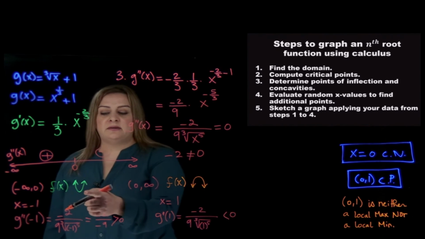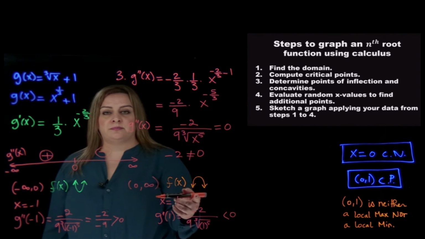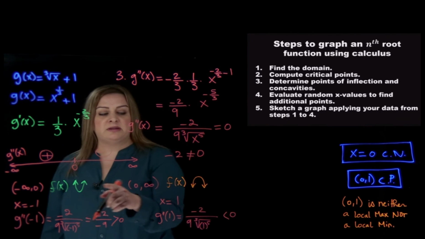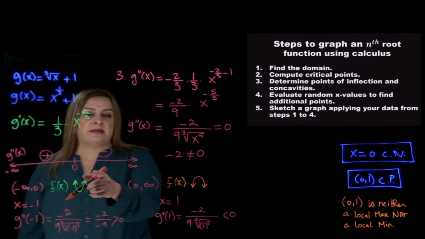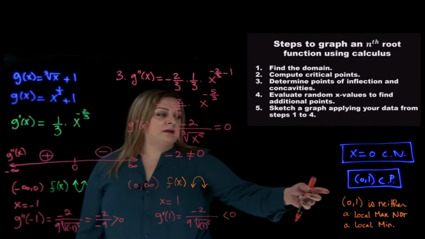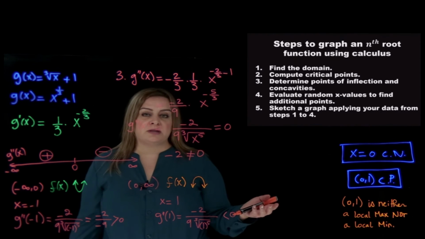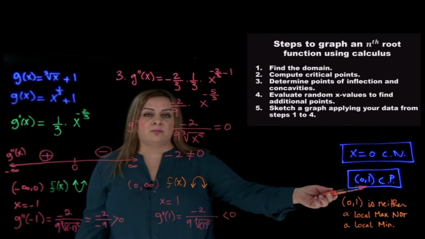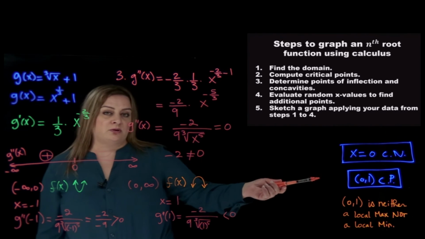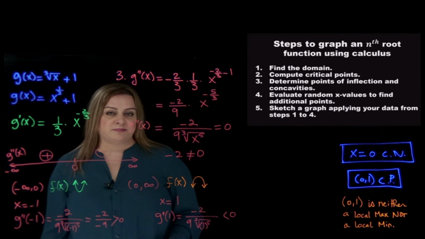Now, because the concavity changes, I know that 0 is an inflection point. But I already know that if I evaluate the original function at 0, I'm going to have 1. So (0, 1) is a critical point. Also, (0, 1) is the inflection point.